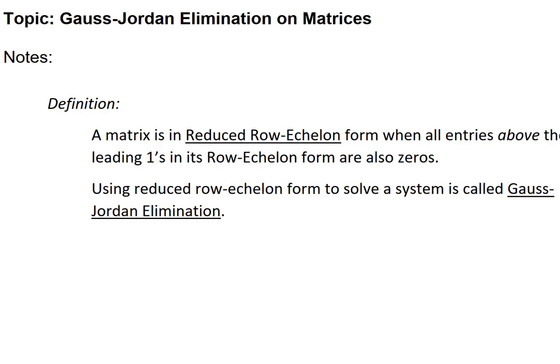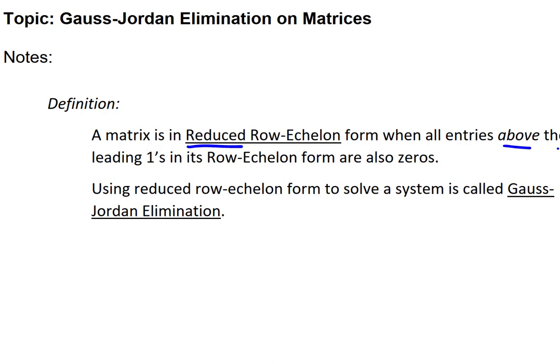This video is about Gauss-Jordan, or sometimes pronounced Gauss-Jordan elimination on matrices. For our notes, we'll start with the definition, which is that a matrix is in reduced row echelon form when all entries above the leading ones in its row echelon form are also zeros.